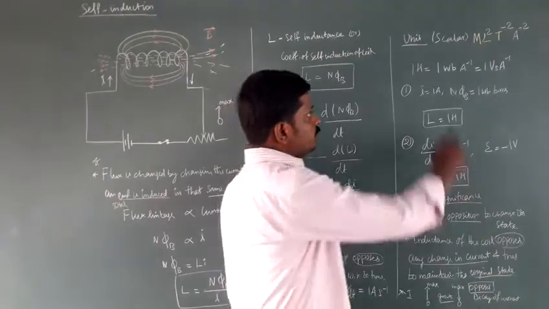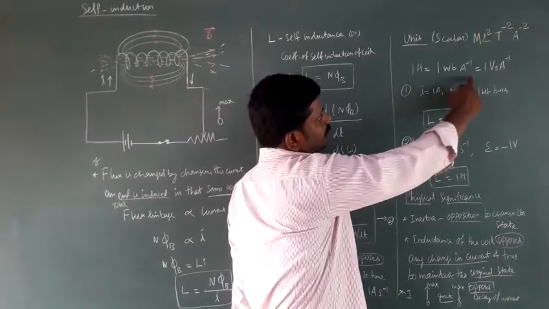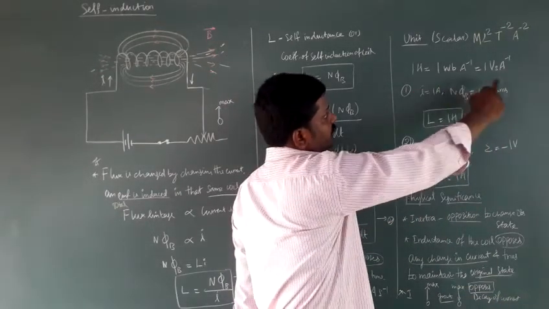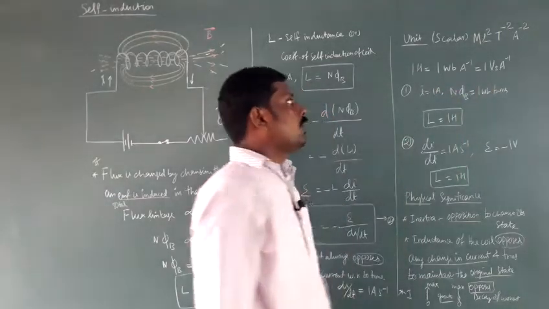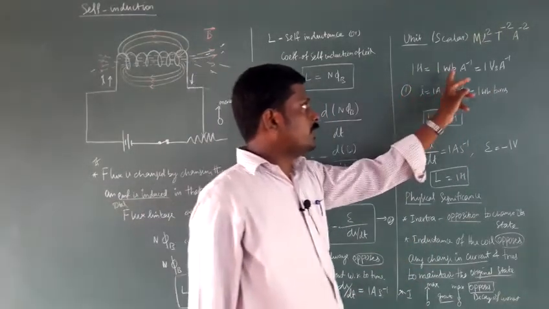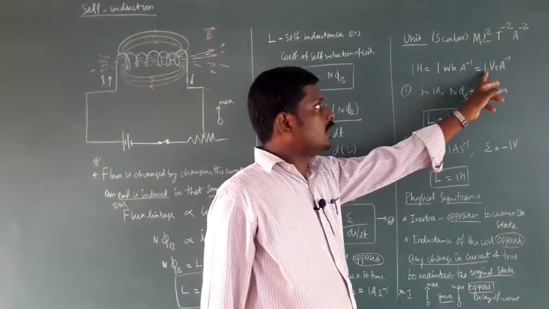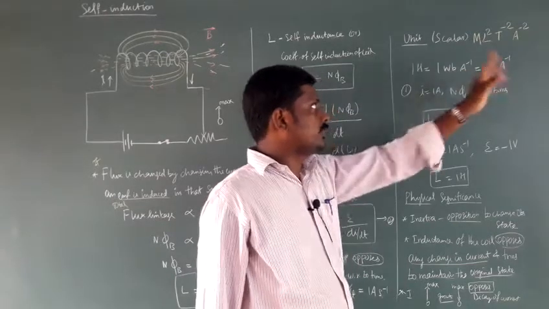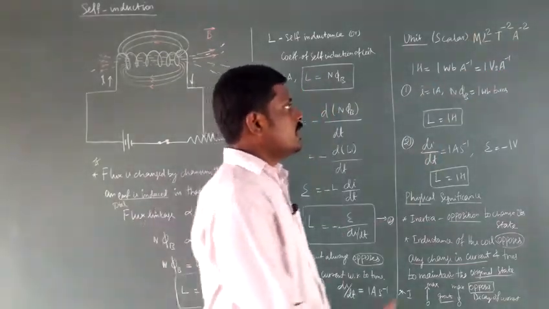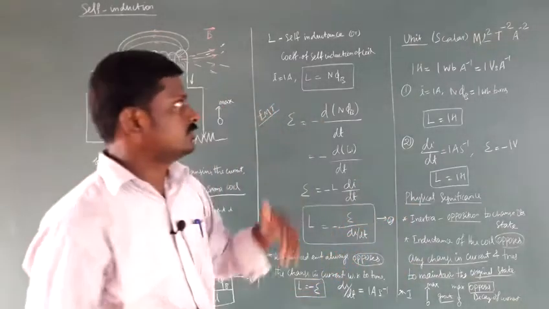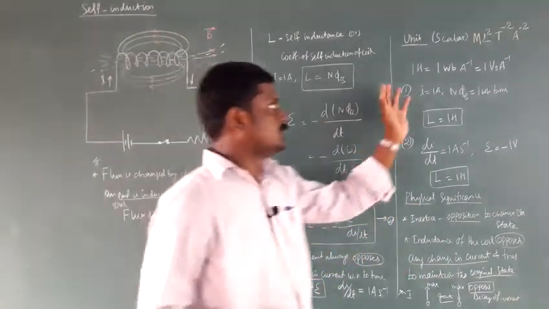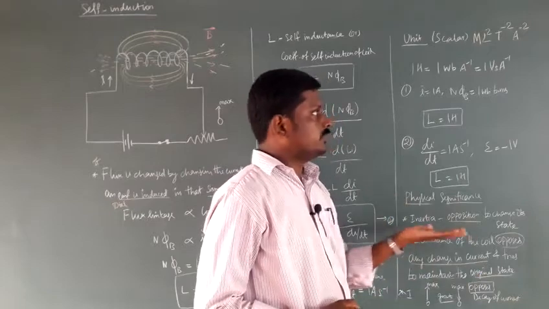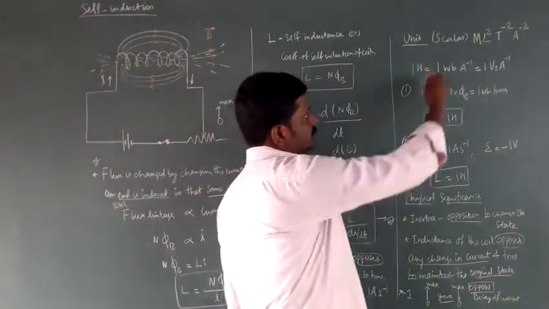You can write 1 Henry is equal to 1 Weber per ampere, and 1 Weber is equal to 1 volt second. So 1 Henry is equal to 1 Weber per ampere, or 1 volt second per ampere. You need to know all of these. They may ask you to pick out the unit of inductance and give all three, so we can pick the correct option.